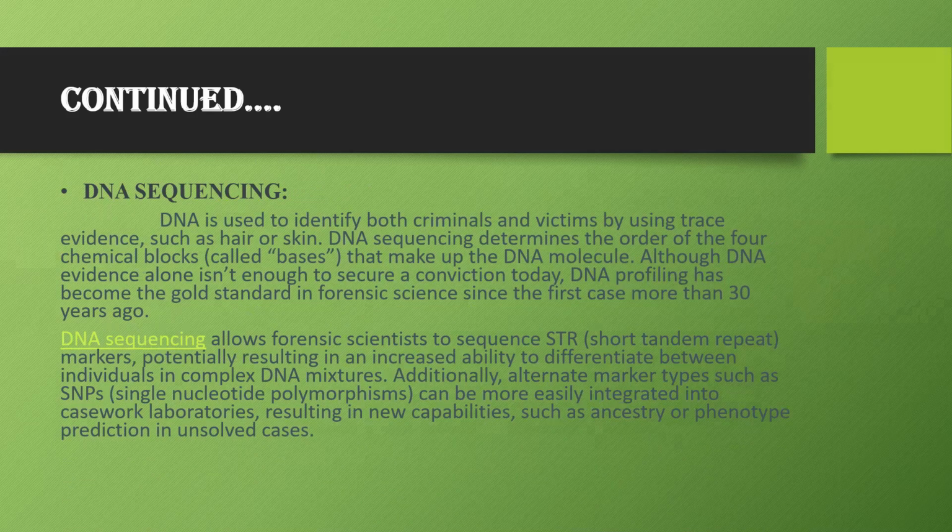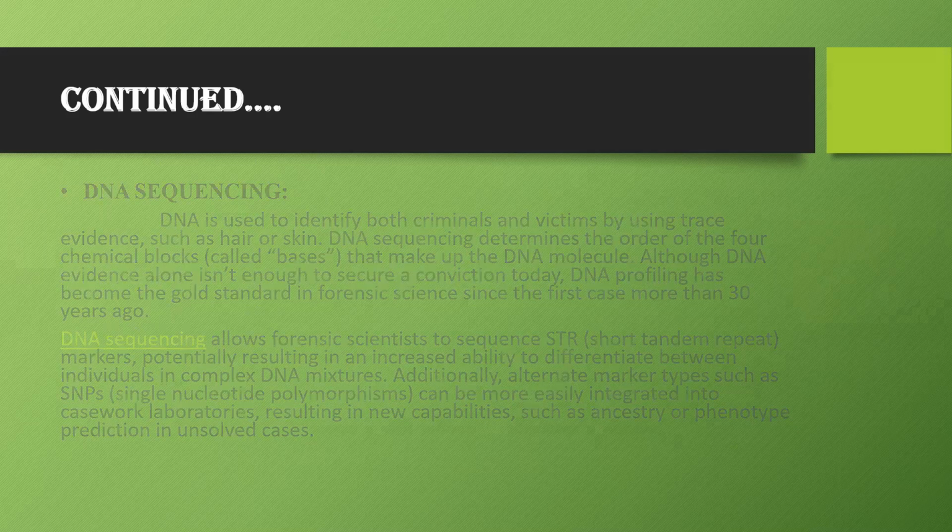DNA sequencing allows forensic scientists to sequence STR, short tandem repeat markers, potentially resulting in an increased ability to differentiate between individuals in complex DNA mixtures. Additionally, alternate marker types such as SNPs, single nucleotide polymorphisms, can be more easily integrated into casework laboratories, resulting in new capabilities such as ancestry or phenotype prediction in unsolved cases.